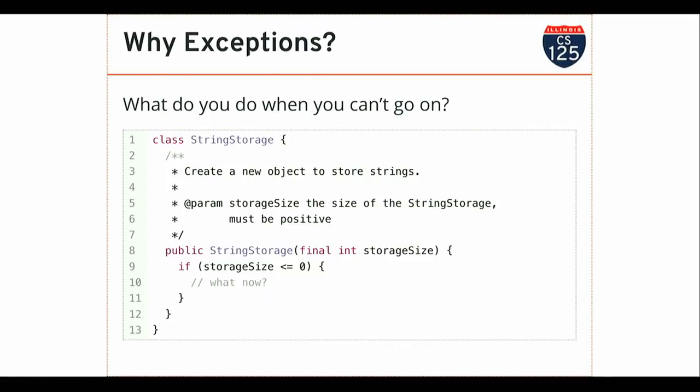So what do I do in this case? I've been given invalid input. Is there a way that I can signal to the caller of the method that you have used this function improperly? My documentation says that storage size must be positive, but what do I do if somebody didn't read that documentation or messed up or didn't understand how to use this and provided me with a bad input?